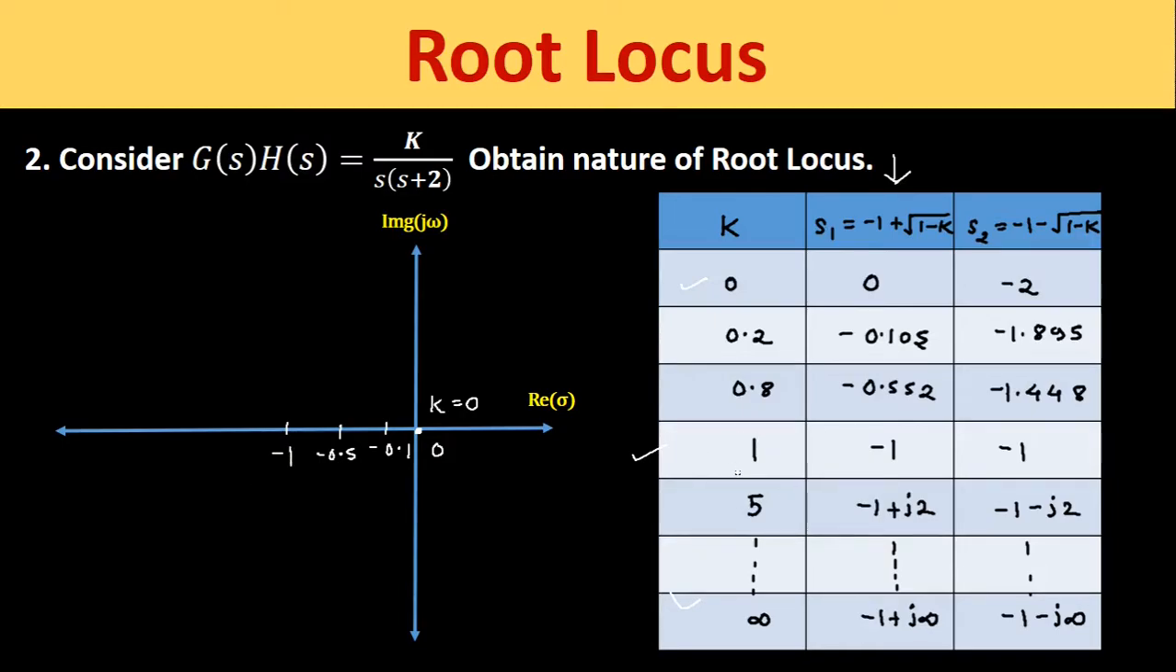Now when we put K is equal to 5, at that time we get minus 1 plus j2. So the point of intersection of these both points will be minus 1 plus j2, and when we put K is equal to infinity we get minus 1 plus j infinity. Somewhere here we have minus 1 plus j infinity. To find out the locus of s1 we have to join all these points.